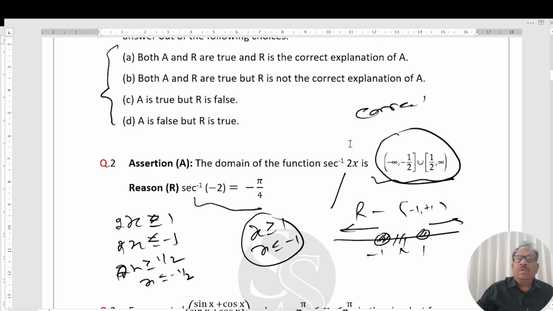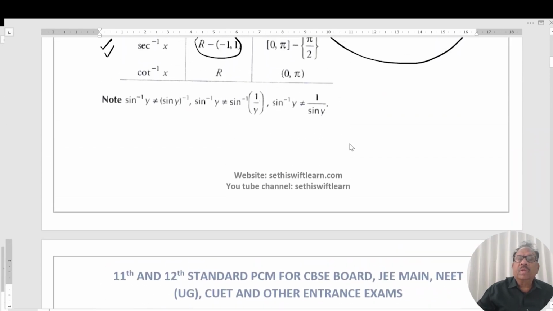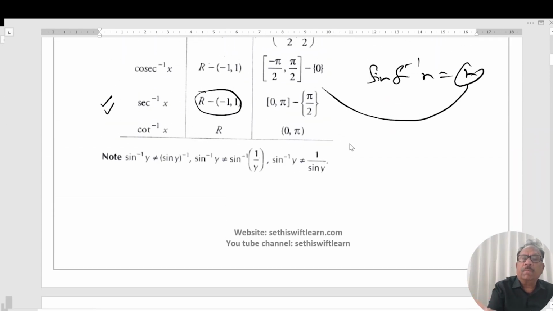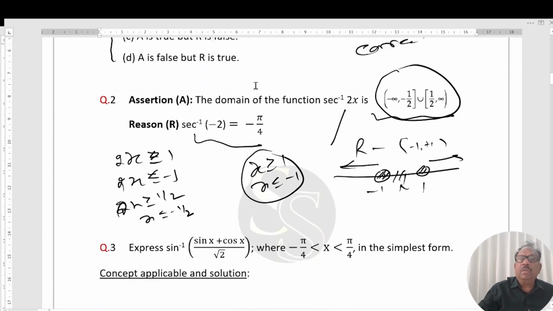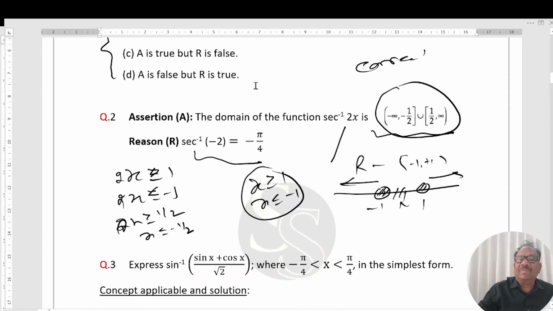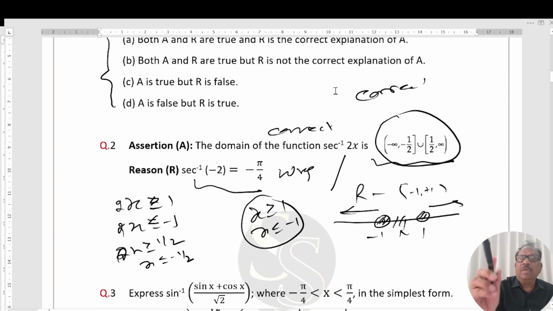Range. Sec of inverse, the range is this one. Check: it is not 0 to pi, so that answer is not correct. This is wrong, and this is correct. Now check which will be the correct answer. A is true, B is false. C is the correct answer.